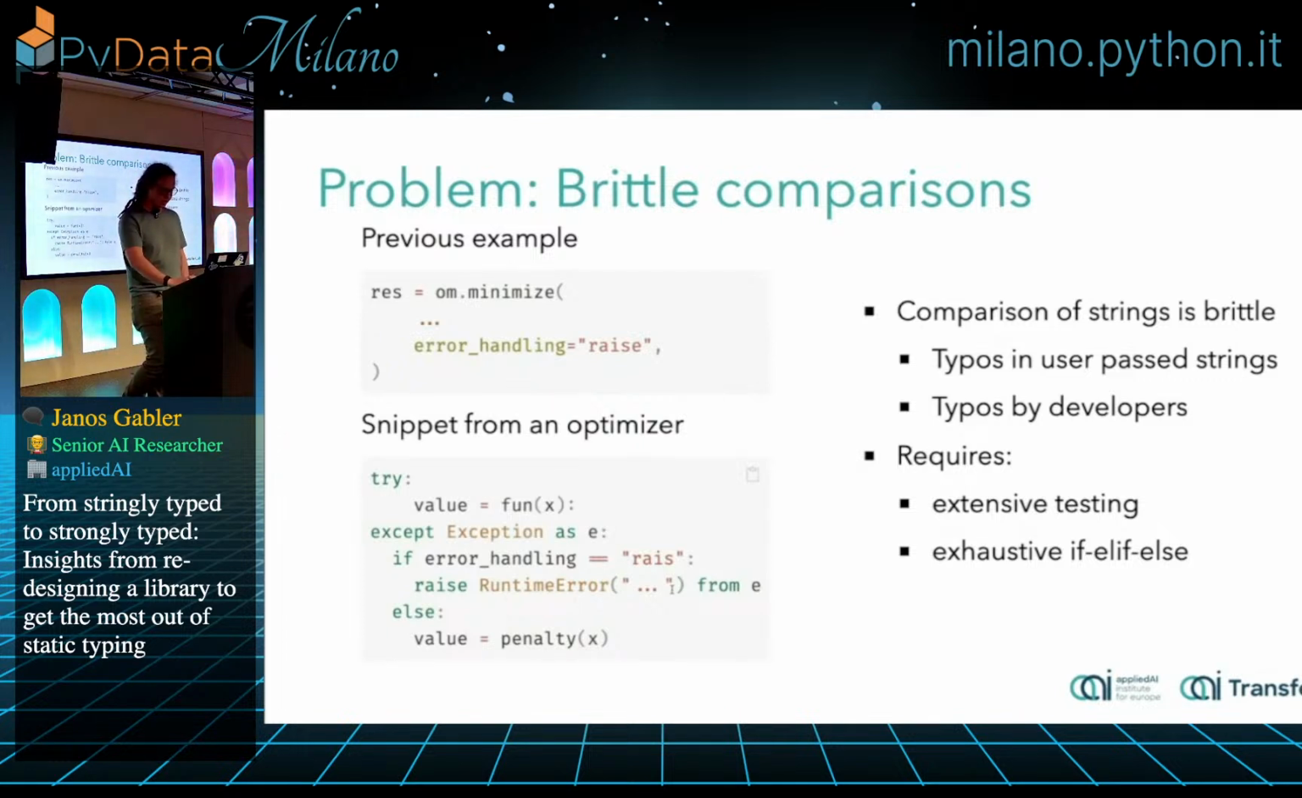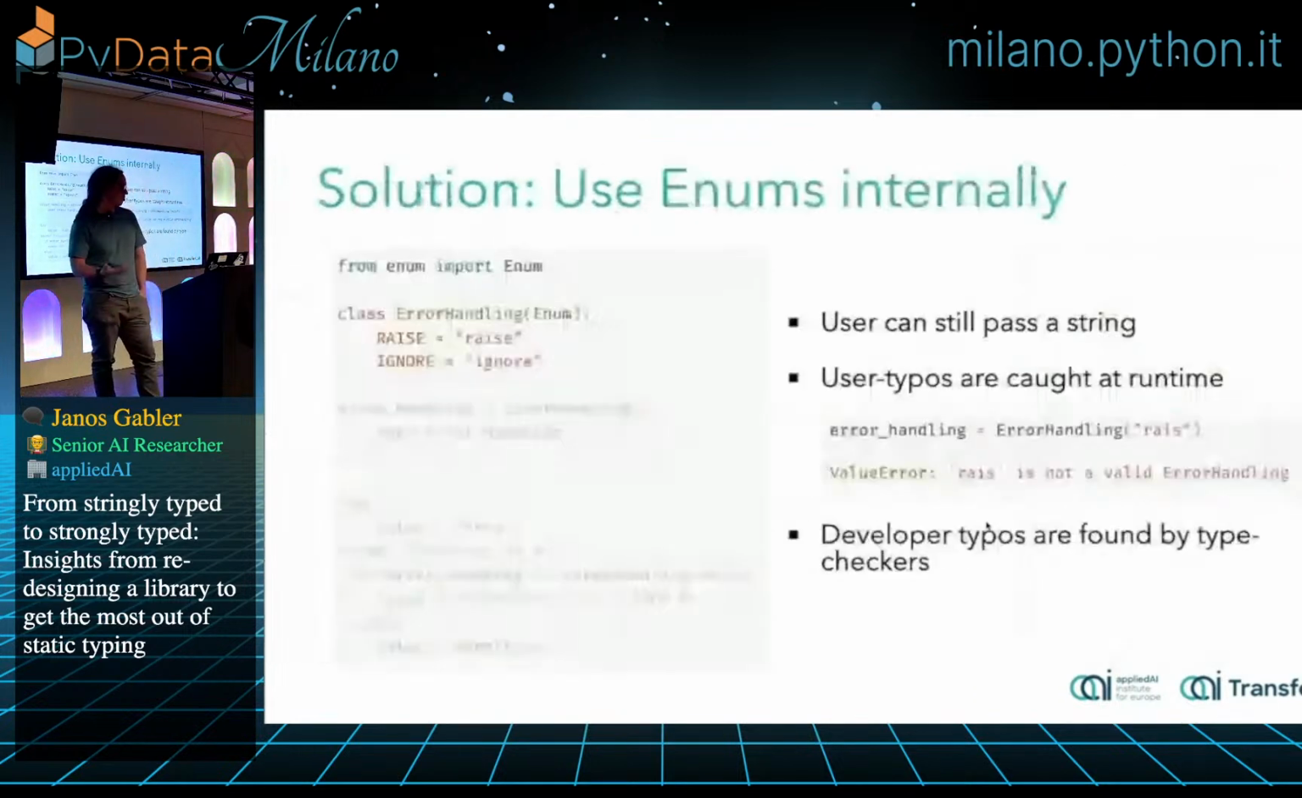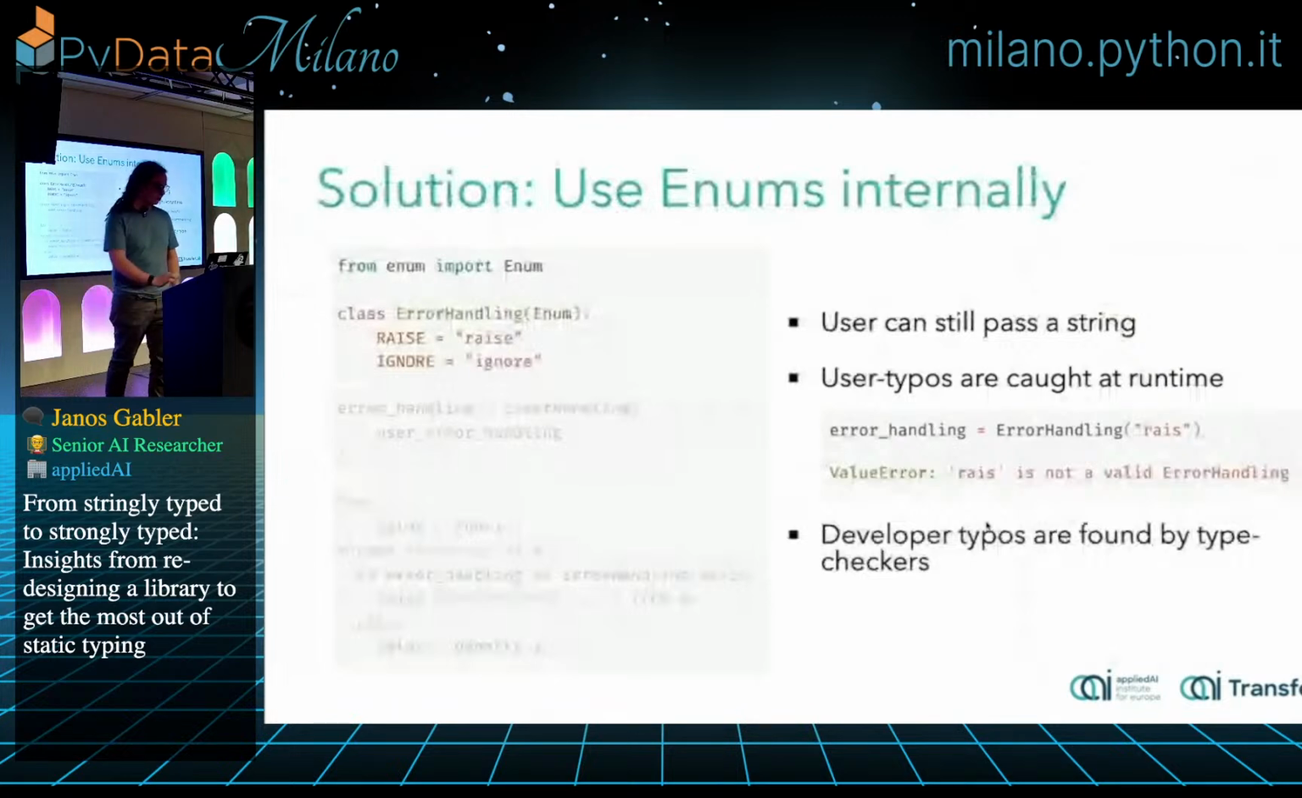You will see one in a second. And the only way around this, if you rely on strings here, is extensive testing or an exhaustive if-else. You know, if it was something you didn't expect, then you raise some other error. So what could be a strongly typed solution to this problem?